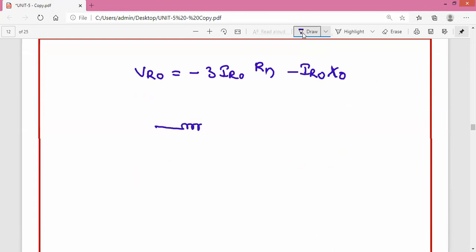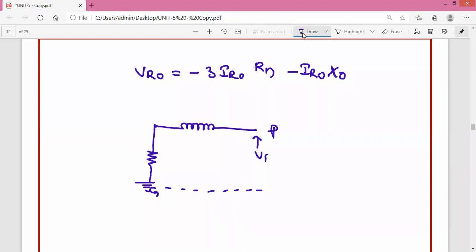So this is your X naught and this is your Rn, this is ground, this is the phase, this is VR naught, this is X naught, this is Rn. Now it is IR naught and here it is 3 IR naught. Correct. So now this is neutral, this is ground.